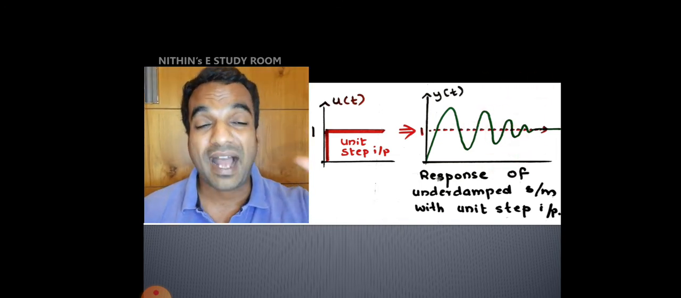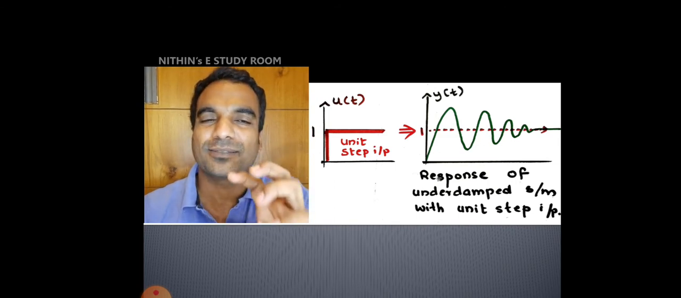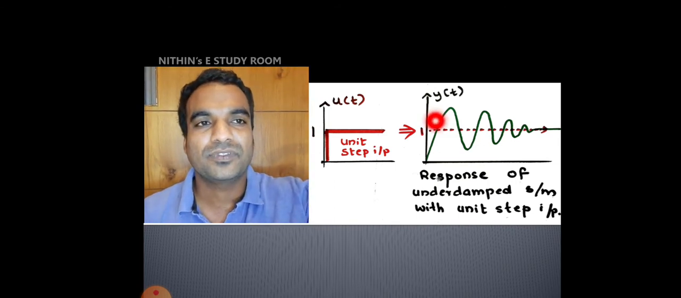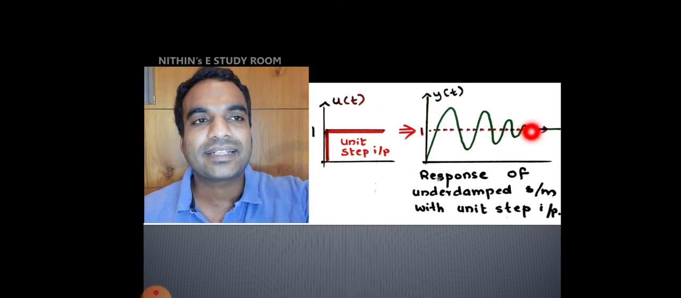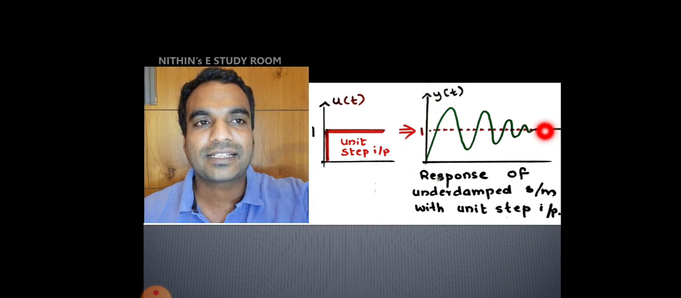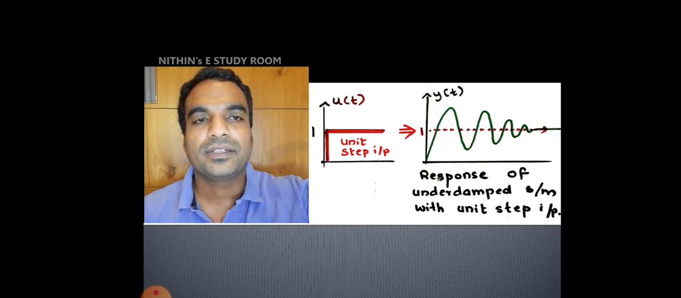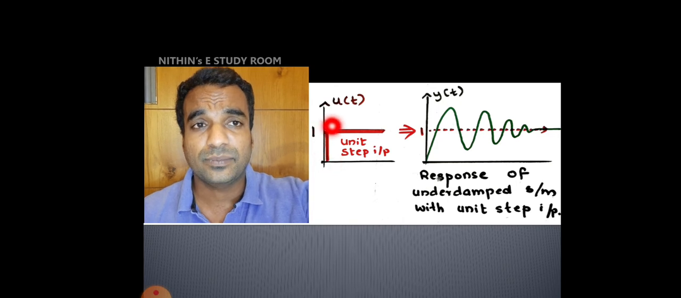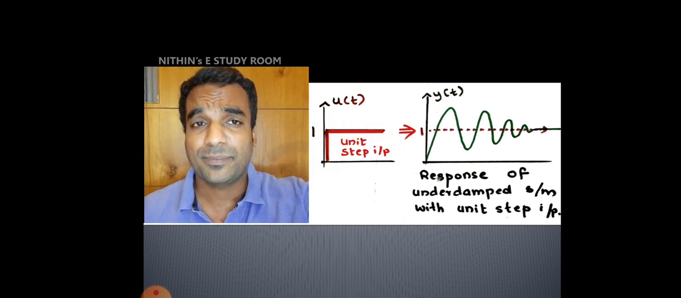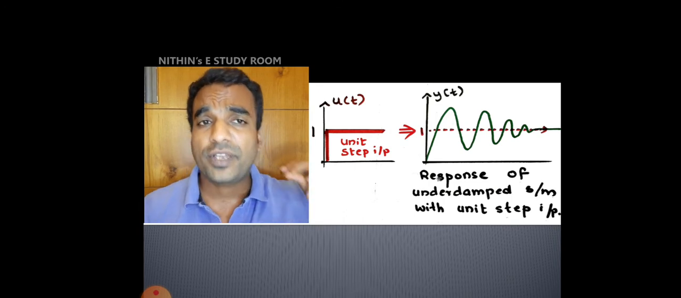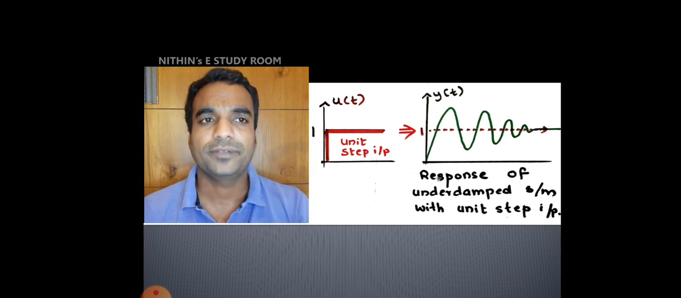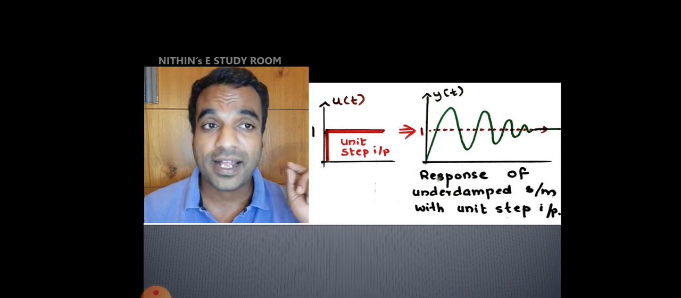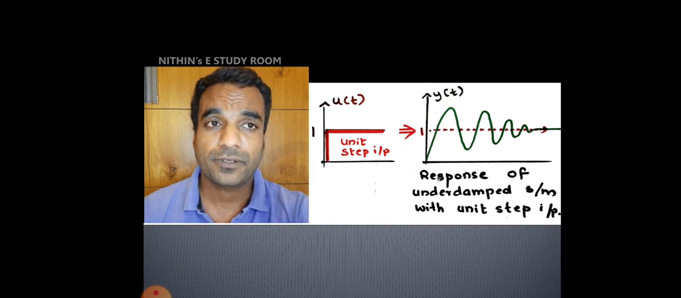But I am talking about the underdamped system. You provide some mechanism for reducing the oscillation, then its response will be like this. The magnitude of oscillation will reduce in each step, and finally it will touch the expected output. What is the expected output? That is 1, which we are providing as the reference input, because your input is a unit step. Unit step means its magnitude is 1. So if the system is stable, the output should also reach the reference input value, unity. So this is the response of an underdamped system with unit step input.